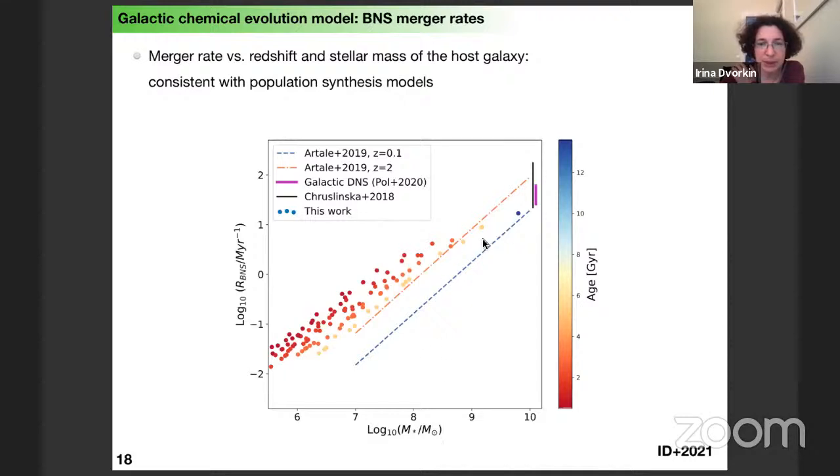And what I show here is that our model is, I would say, qualitatively consistent with stellar evolution models that are shown here by these lines, the blue and the orange lines. This is from Artale et al., because in the paper they give the merger rate as a function of stellar mass, and it's sort of consistent, as well as with the measurement of the galactic double neutron star merger rate. This is the estimate of the rate.